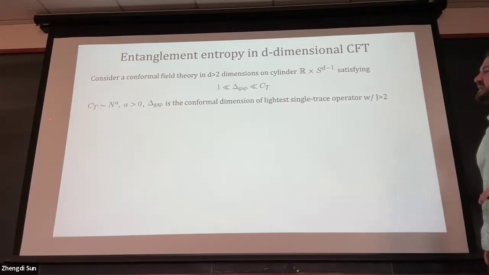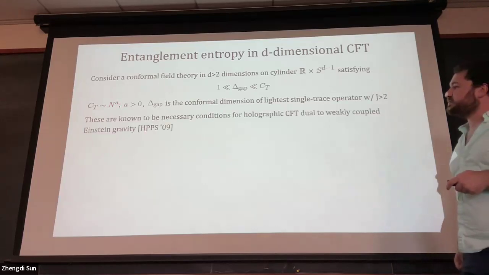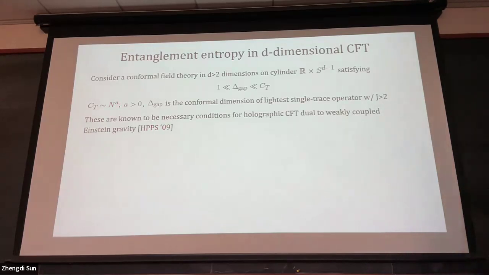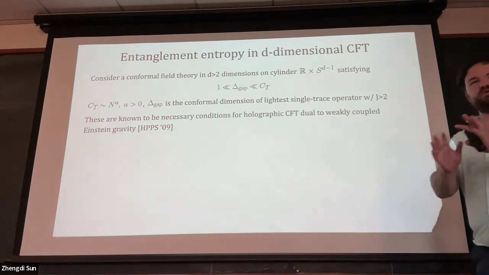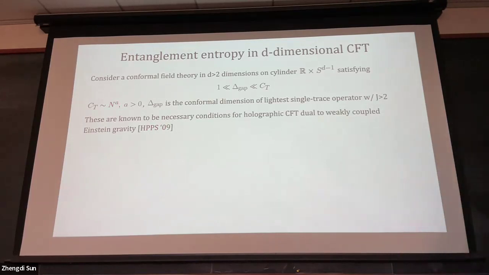And C_T is roughly like 1 over G Newton. It's N to some positive power in holographic CFTs. So it's 1 over G Newton, so large N is small G Newton. Okay. And Heemskerk, Penedones, Polchinski, and Sully in 2009 showed that these are necessary conditions for the CFT to be dual to a weakly coupled Einstein gravity in AdS. So these are important conditions for actually getting an entanglement entropy on the CFT that will give the correct generalized entropy in the bulk.